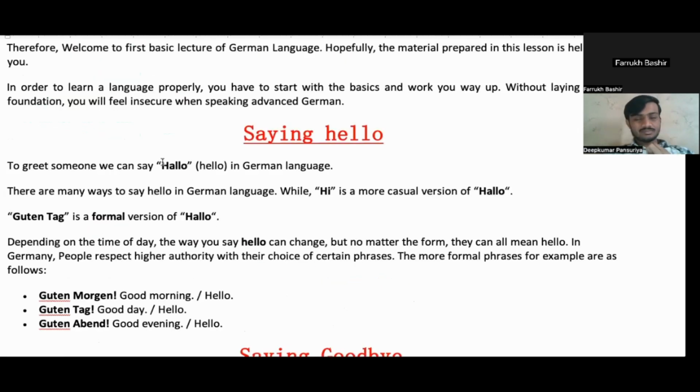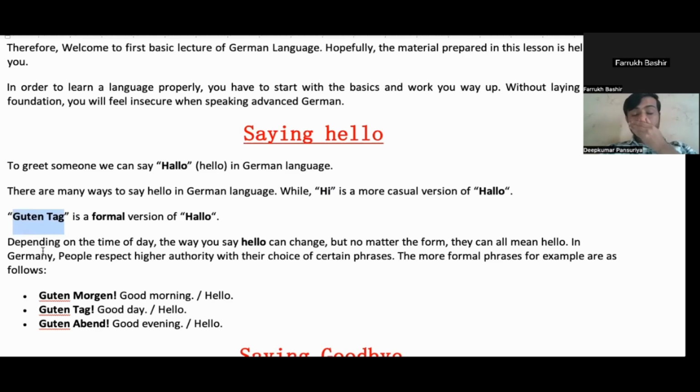We can greet with "Hallo" in German, that is hello. And we can also say "Hey", that is a more casual way to say hello. This one is a bit formal. "Guten Tag" is a formal version of hello, meaning when you meet strangers, maybe at university or at your job, you can use "Guten Tag".